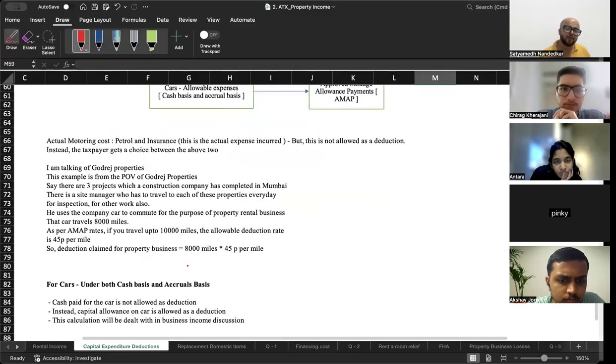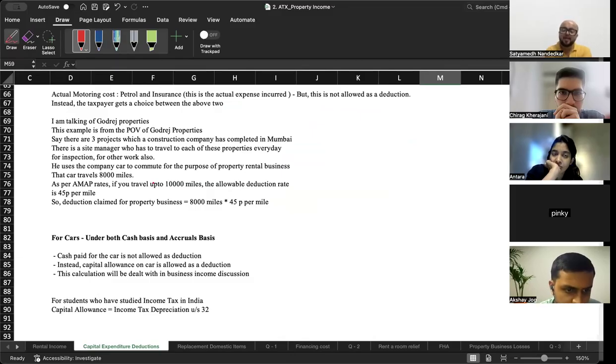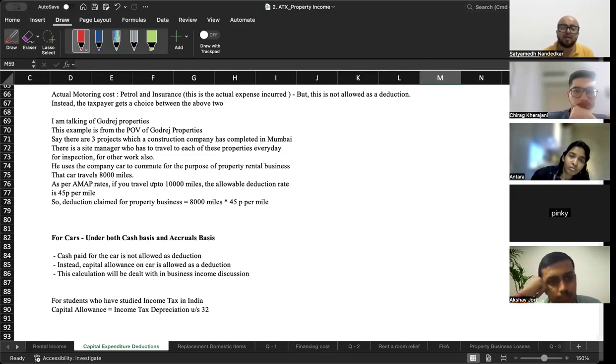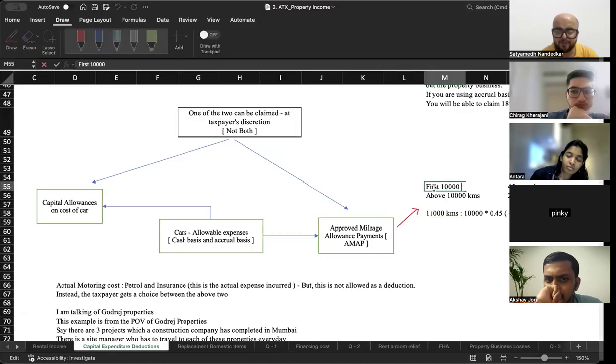Okay. Now, say I'm talking of Godrej Properties. They have lots of projects running in Mumbai. And I'm thinking from the company's point of view. There are three projects which the company has completed in Mumbai. There is a site manager who has to travel to each of these properties every day for inspection and for other work also. He uses the company car to commute for the purpose of property rentals, and the car travels 8,000 miles. So up to 10,000 miles. Sorry, it's not kilometers, it's miles.